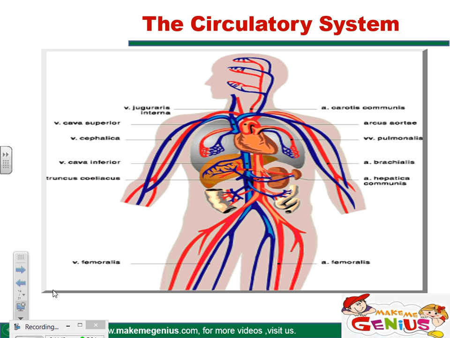All right. The next system is the circulatory system. The circulatory system involves your veins and your arteries. Those are your organs. And also your heart and your blood. Blood is an organ as well. Some of your organs belong to more than one system. Some may work in more than one system. But this would be your heart, your veins, your arteries.